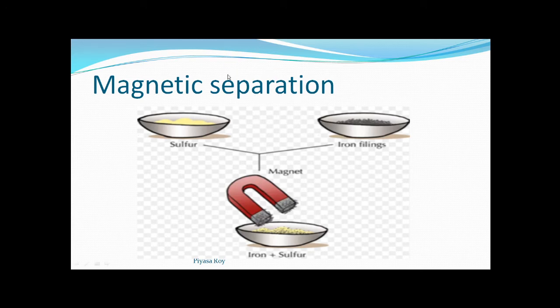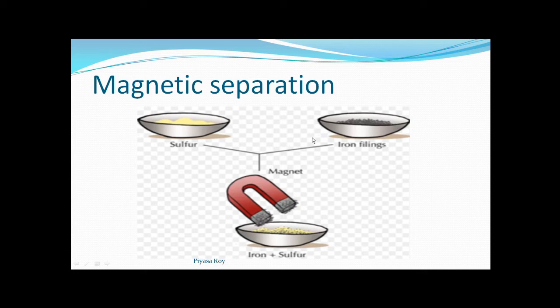Next, magnetic separation. We can use this where any one component of the mixture is a magnetic substance, like iron, nickel, cobalt. Magnetic substance means it will get attracted by a magnet. Here we have taken a mixture of sulfur and iron filings. One component, iron, is a magnetic substance, so it will get attracted by the magnet. If we bring the magnet to this mixture, the iron filings will get stuck to the magnet, but sulfur will be left behind in the container. As sulfur is non-magnetic, it will not get stuck to the magnet. In this manner we can separate the iron filings from the sulfur.